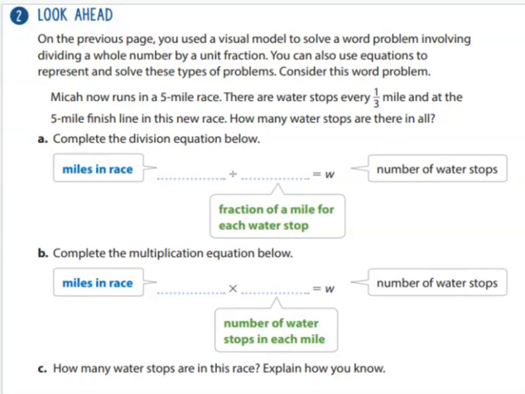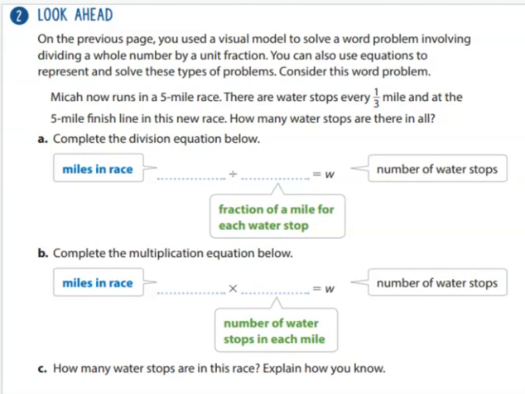Consider this word problem. Micah now runs in a 5-mile race. There are water stops every 1/3 mile and at the finish line. In the new race, how many water stops are there in all? So again, this problem is very similar to the first one. We have Micah running a race and there are water stops. The difference is that this race is now 5 miles long, and the water stops are going to be every 1/3 of a mile.